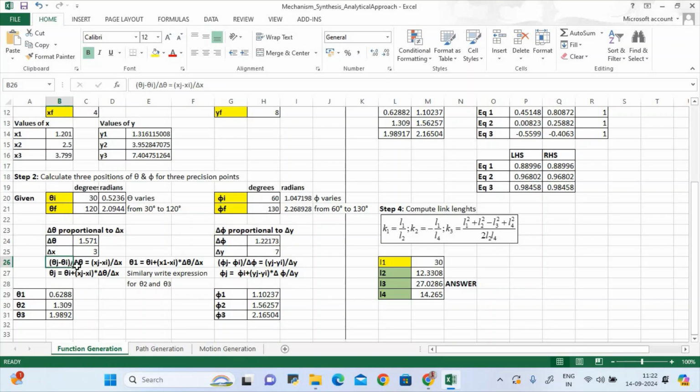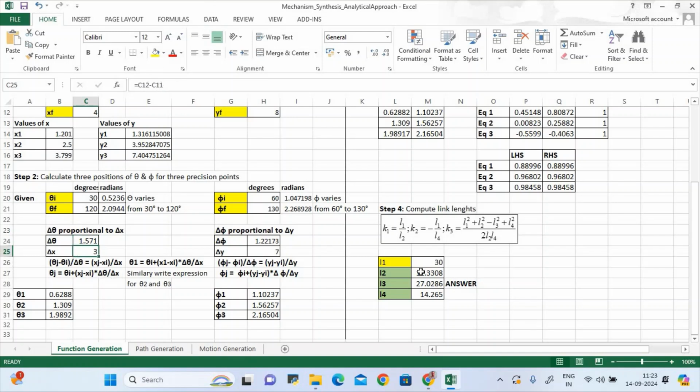Theta I is the initial value. Delta theta is the range of travel for the input link. Here again we already know xj is the x value for the first, second and third precision points. Xi is the initial value and delta x is the range of x value, right? So these things we have already calculated here. So delta theta is this cell, that is 120 minus 30, correct? Or if you are taking it in radians, this will be this cell minus this cell. So you can see here this is D21 minus D20.